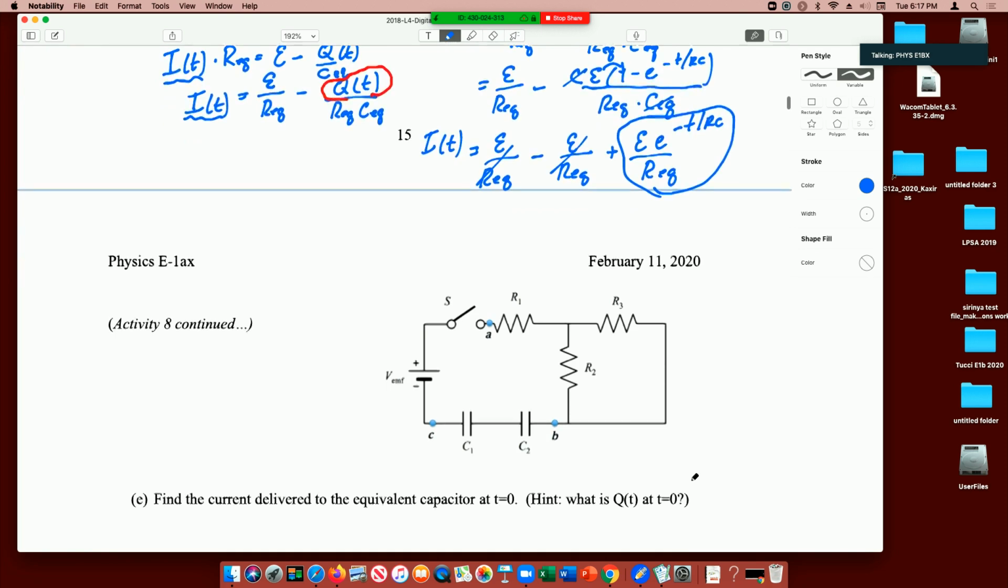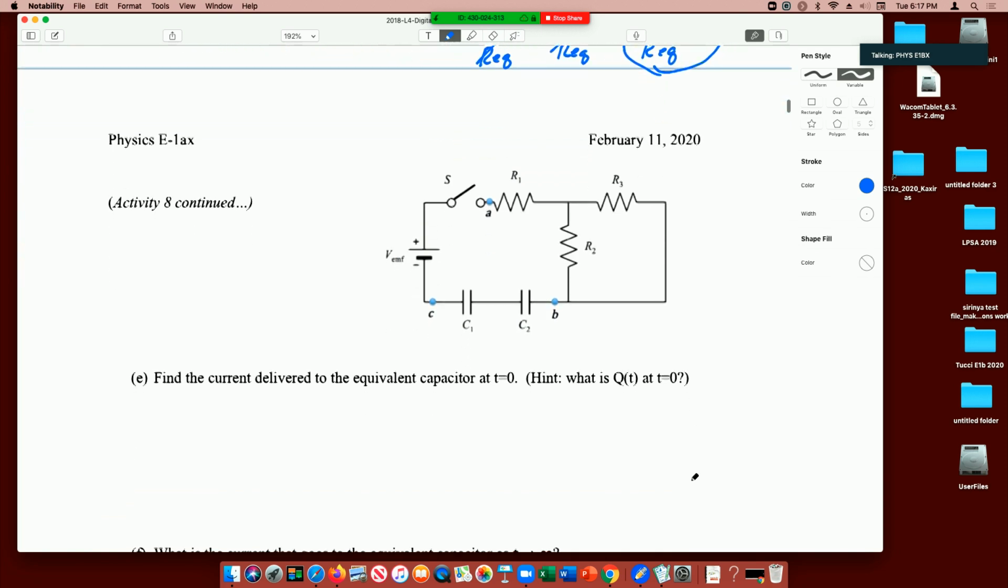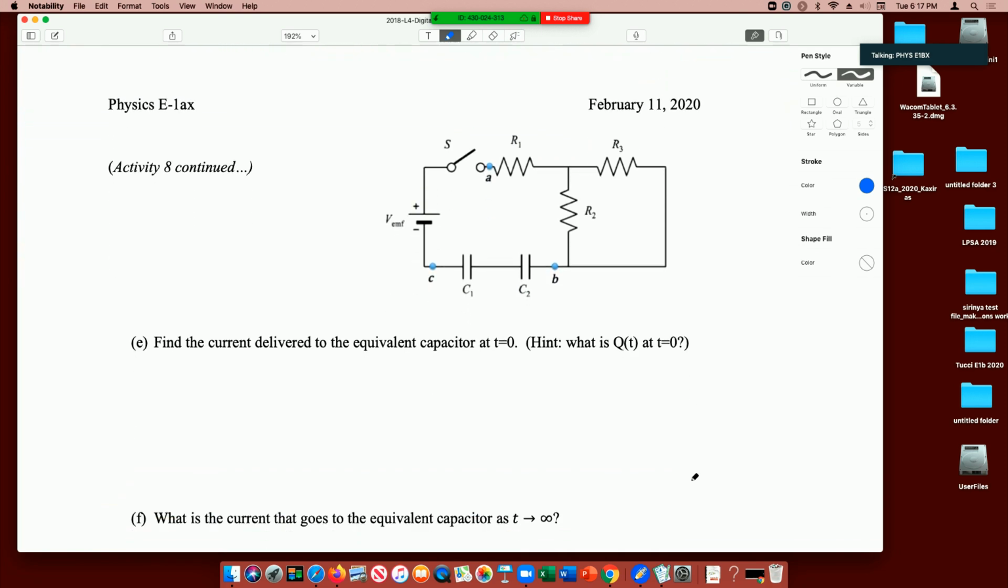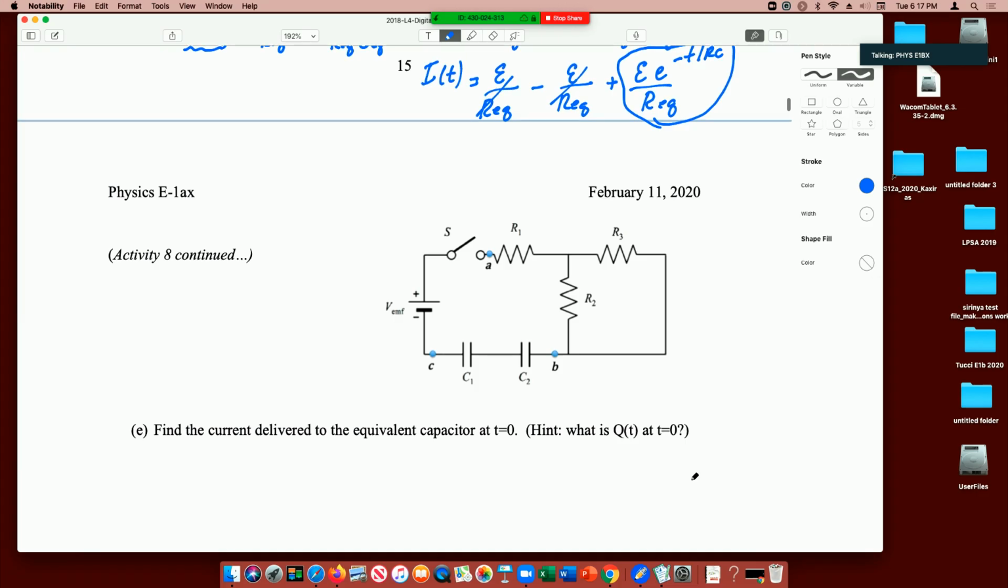No? Okay, so now we're going to look at limiting cases. So what happens when t equals 0? What happens when t goes to infinity using that expression that we just derived? Okay, so find the current delivered.